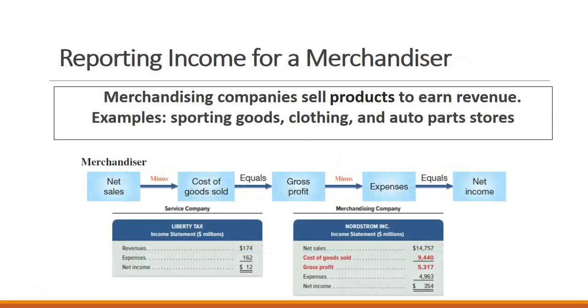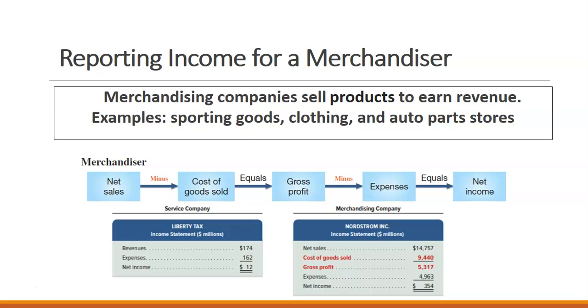Starting in chapter 4, we're going to talk about reporting income for a merchandiser. Merchandising companies sell products to earn revenue. These examples are sporting goods stores like Dick's Sporting Goods, clothing stores, Walmart, Target, auto parts stores, Hy-Vee.